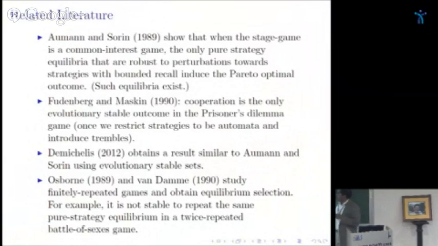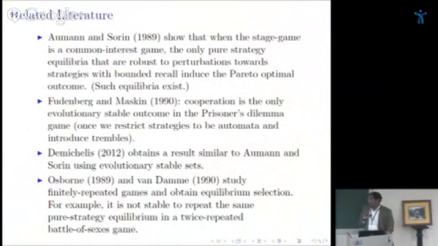So let me begin with the result by Aumann and Sorin in 1989. They show that if you take a common interest game, it's slightly more general, but I'm going to sacrifice precision to get the idea across. Suppose we have a common interest game, the repeated game, and we have a small possibility that the players' strategies are perturbed, and they end up playing strategies with bounded recall.